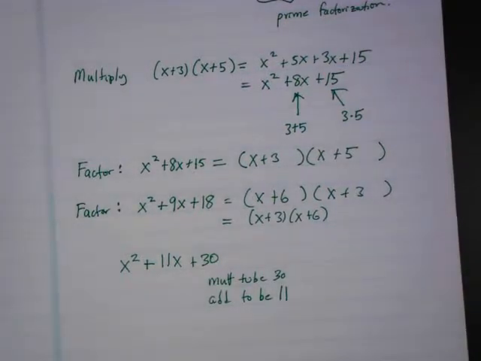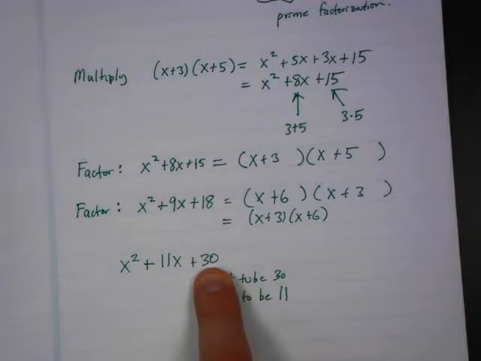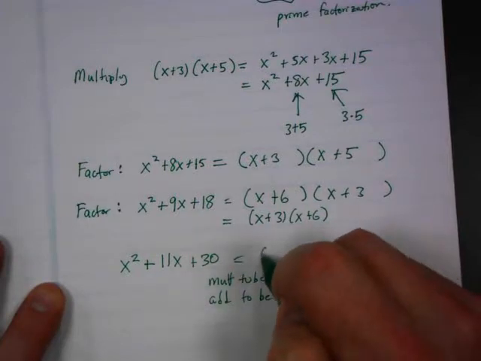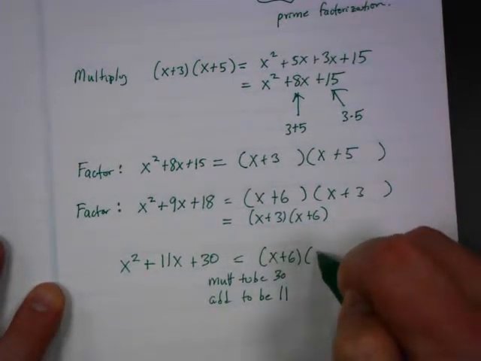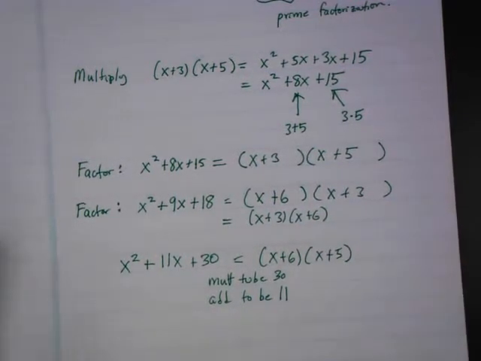Okay, so would I use, for example, 3 and 10? 3 and 10 multiply to be 30. Is 3 and 10 a good choice? No, why not? 3 and 10 don't add to be 11. So 3 and 10 is not the right answer. What is the right answer? 6 times 5. 6 and 5 is the right answer. 6 times 5 gives me 30. 6 plus 5 gives me 11. So the right answer would be x plus 6, x plus 5. And again, if you wrote x plus 5, x plus 6, that would be fine.